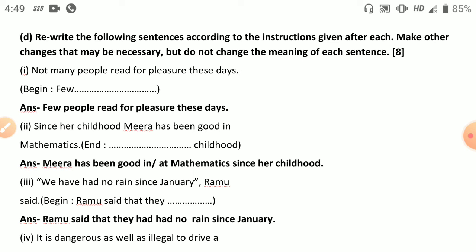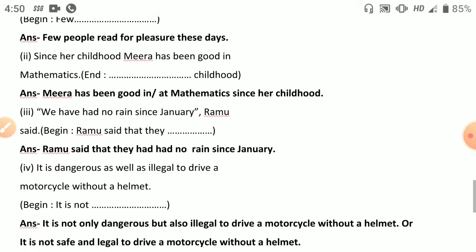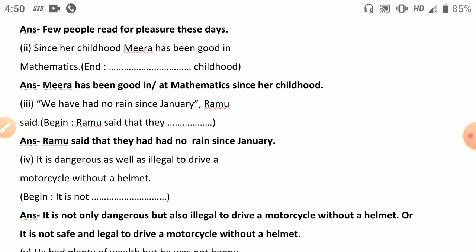Since her childhood, Meera has been good in mathematics. Basically, good in or good at. Generally we say good at. So, Meera has been good at mathematics since her childhood. The ending should be with childhood. "We have had no rain since January," Ramu said. Ramu said that... so it's indirect speech. Ramu said that we will become they. They had had no rain since January.